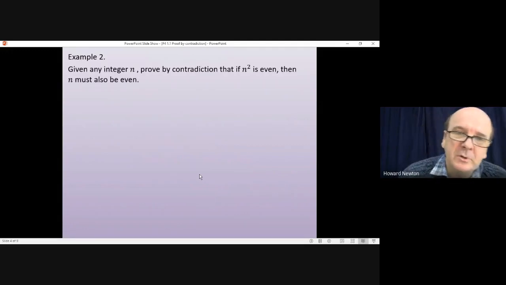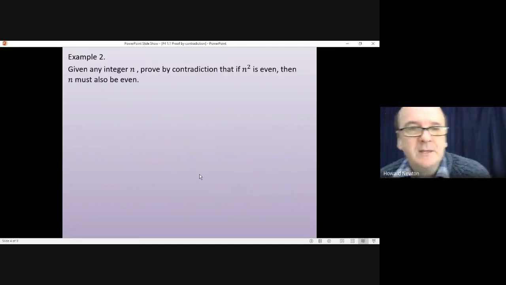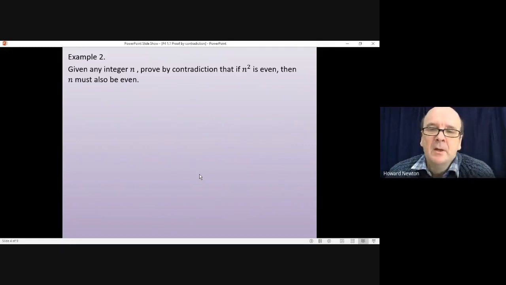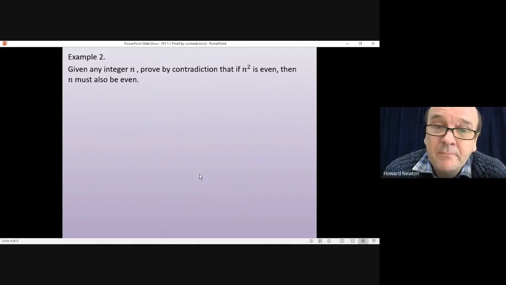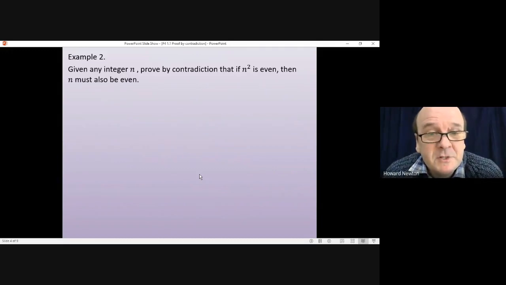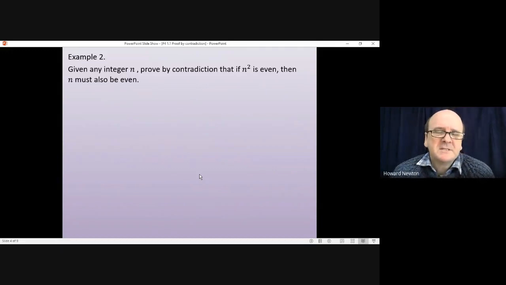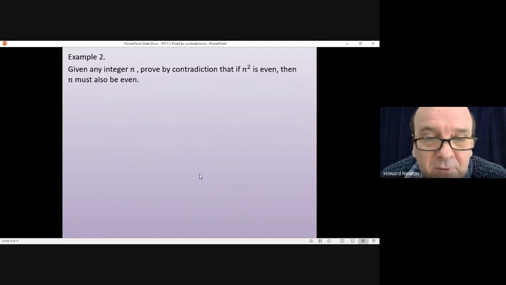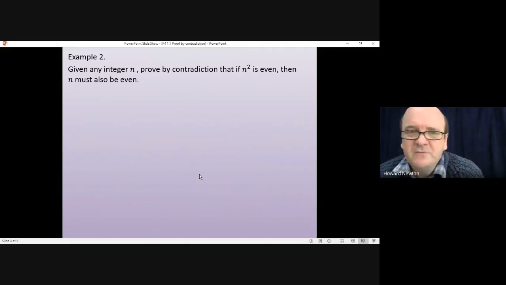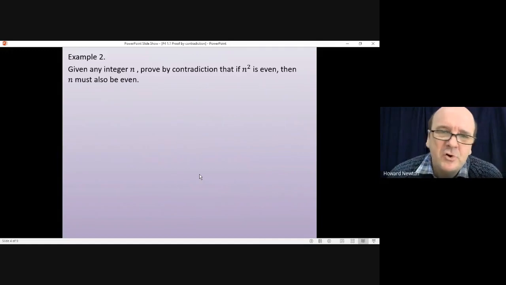Okay, example 2, a little bit more tricky, this one. Given any integer n, prove by contradiction that if n squared is even, then n itself must also be even. So what that's saying is that if you've got a number n, and when you square it, you get an even number, then the original number itself must also be even. And again, intuitively, that feels like it's obviously true.